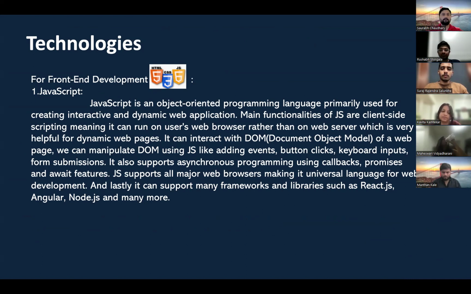Thank you, Kavita. For technology, we divided our project basically into 4 parts: the front-end part, the back-end part, the database, and the frameworks and libraries we used in our project. For front-end development, we used JavaScript, HTML, and CSS. As we all know, JavaScript is an object-oriented programming language, primarily used for creating interactive and dynamic web applications.